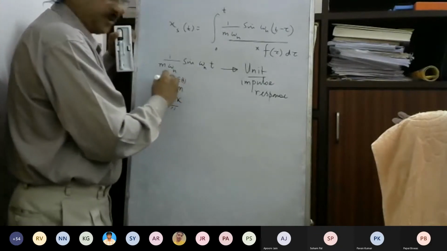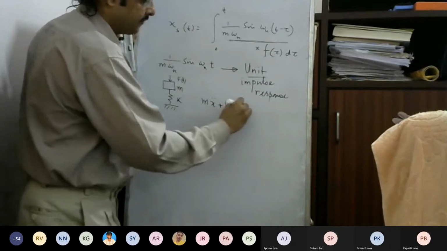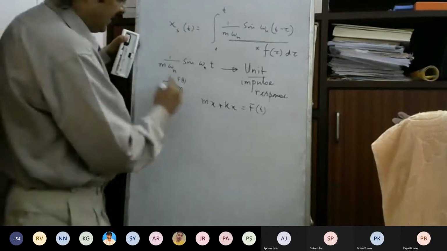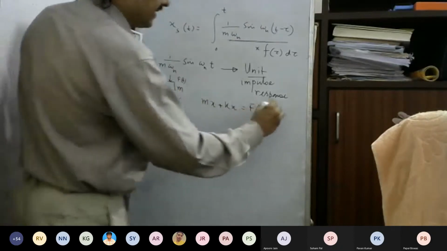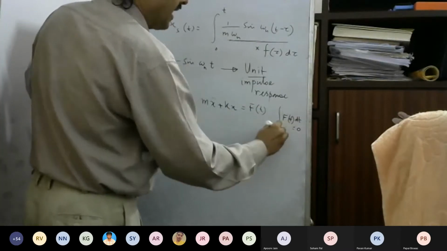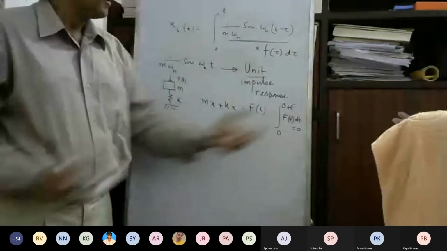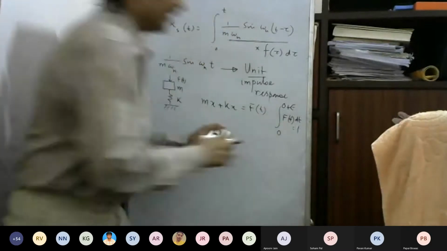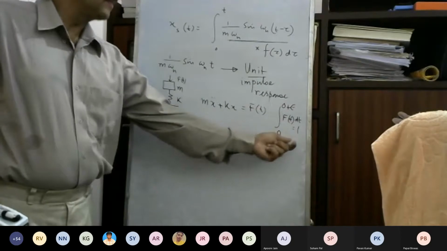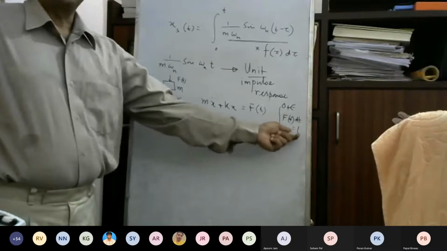So the equation is m x double dot plus kx equal to F(t). Now this F(t) is such that the integral of F(t) dt from 0 to 0 plus epsilon equals 1. Over a very small time interval I have applied a force that is large, but the impulse imparted over this very small interval of time is 1. So epsilon tends to 0, but this integral is still finite.